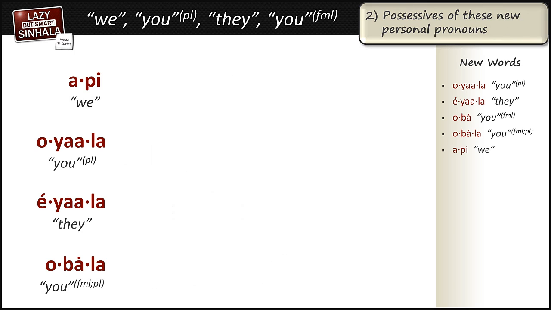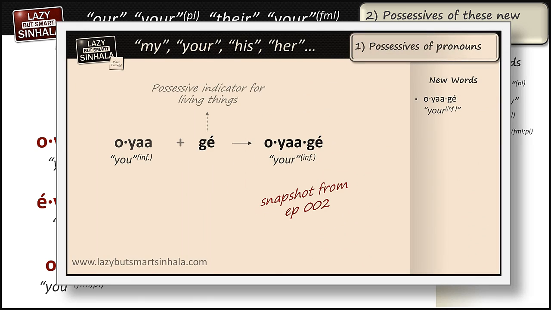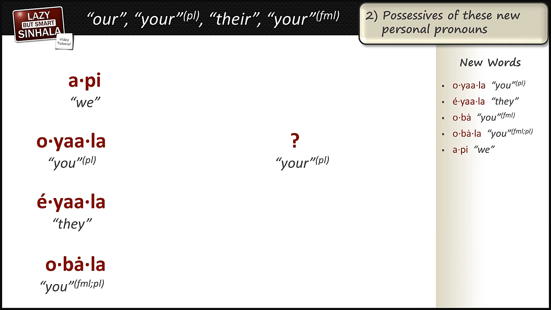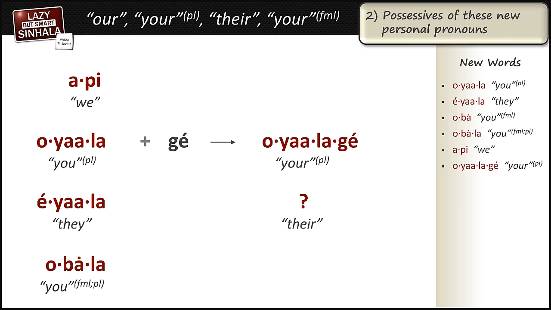Section 2. Possessives of these new pronouns. Let's learn how to say the plural and informal "your". We saw in episode 2 that we added ge to indicate the possessive form of a personal pronoun, and this is exactly what we'll continue to do with these new pronouns. So, we take oyala, we add the indicator ge, and we construct the word oyalage, which means the plural and informal "your". Similarly, to say "their", we take the word eala, we add the indicator ge, and we construct the word ealage, which means "their".